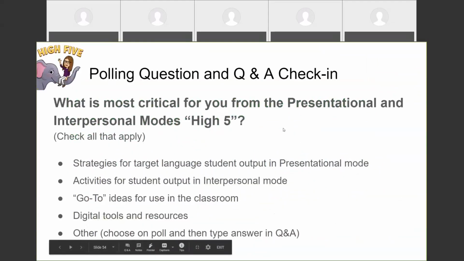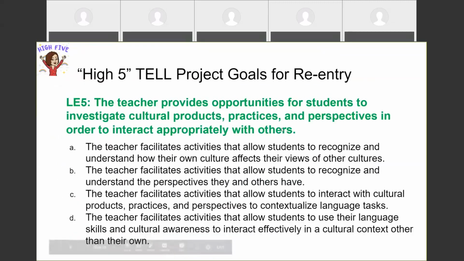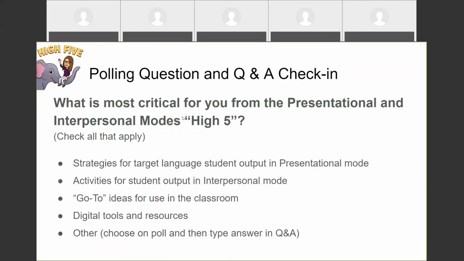Yes, thank you. So you've heard a little bit now about the presentational and interpersonal modes of communication, our first and third standards in our state standards. So just like we've asked after each section, what was the most critical thing for you that you learned from this section? Was it the strategies or the activities, the go-to ideas, the digital resources? What do you think you'll be using the most? I'm going to go ahead and open that poll, and you can put your responses in just like before in your control panel.